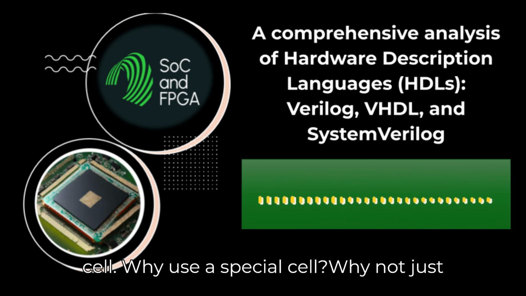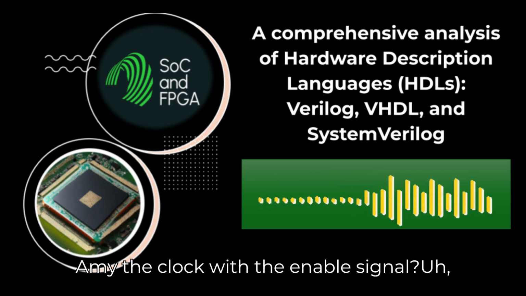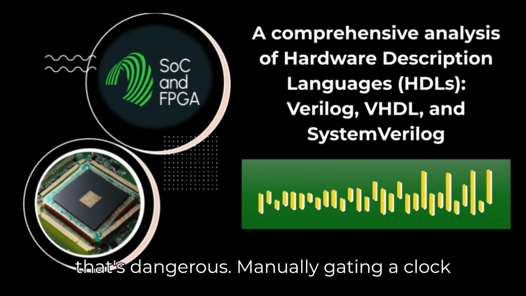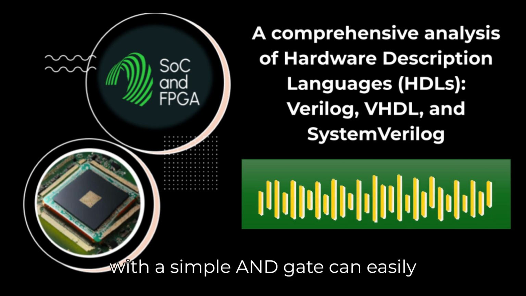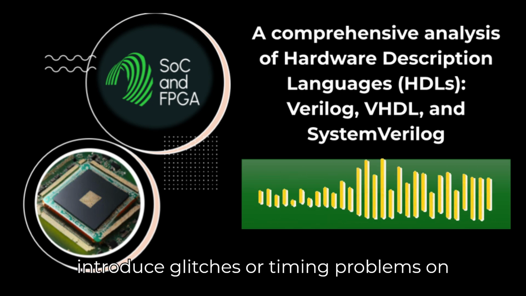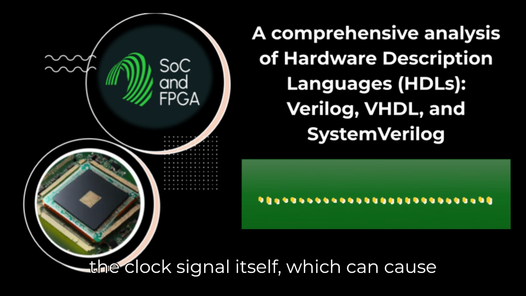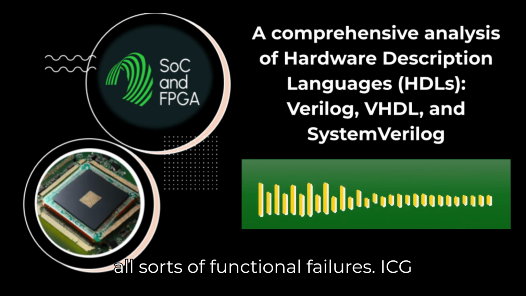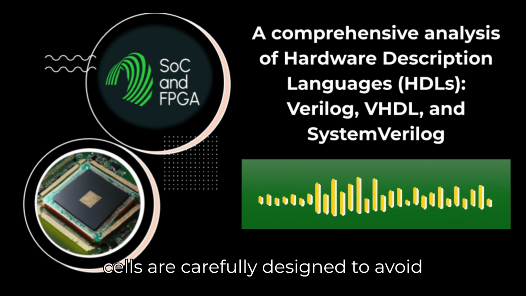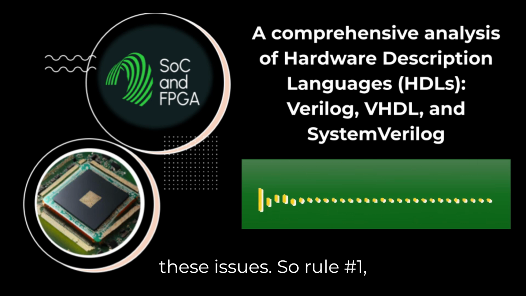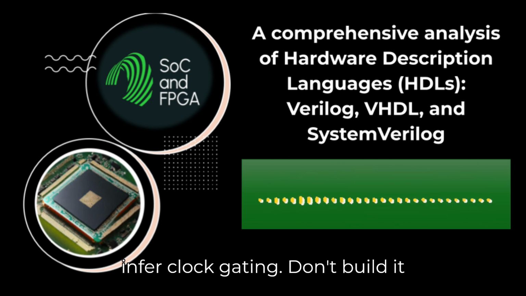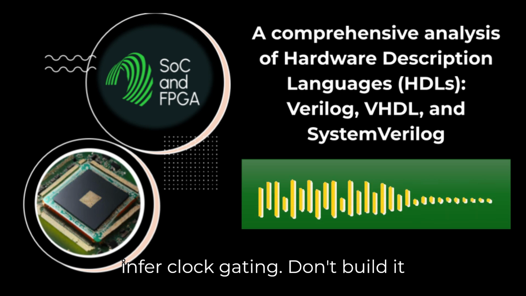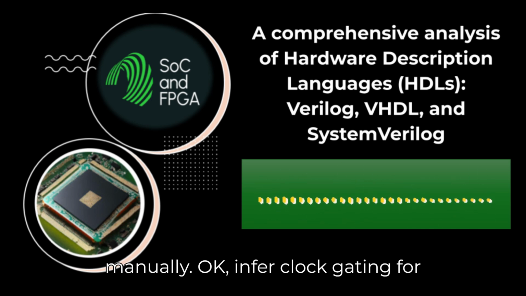Why use a special cell? Why not just AND the clock with the enable signal? That's dangerous. Manually gating a clock with a simple AND gate can easily introduce glitches or timing problems on the clock signal itself, which can cause all sorts of functional failures. ICG cells are carefully designed to avoid these issues. So, rule number 1, infer clock gating, don't build it manually. Okay, infer clock gating for dynamic power.